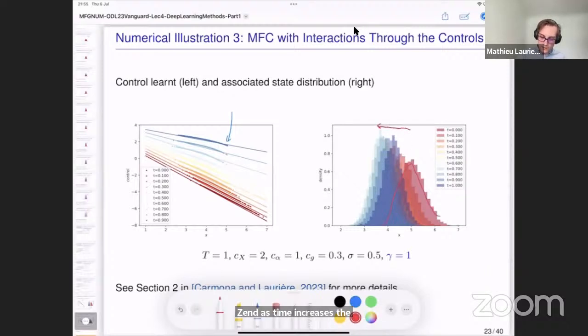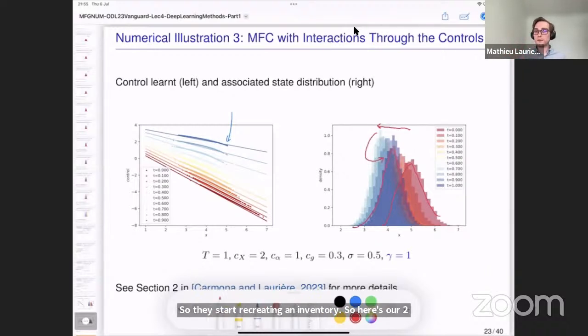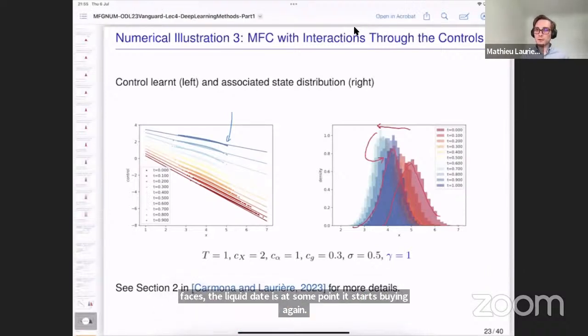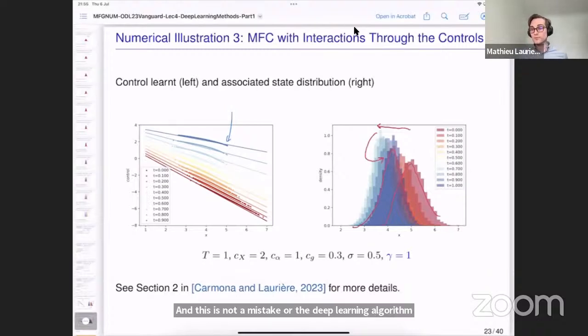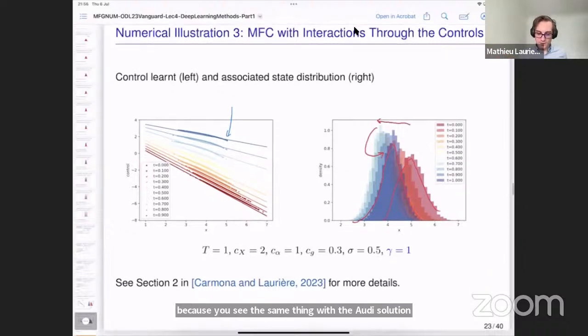So it goes in this direction if you look at the colors. But at time capital T, close to time capital T, they start buying again. So they start recreating an inventory. So here there are two phases. They liquidate, and then at some point they start buying again. And this is not a mistake of the deep learning algorithm, because you see the same thing with the ODE solution. And I think what happens, maybe, I would be happy to hear your explanations.